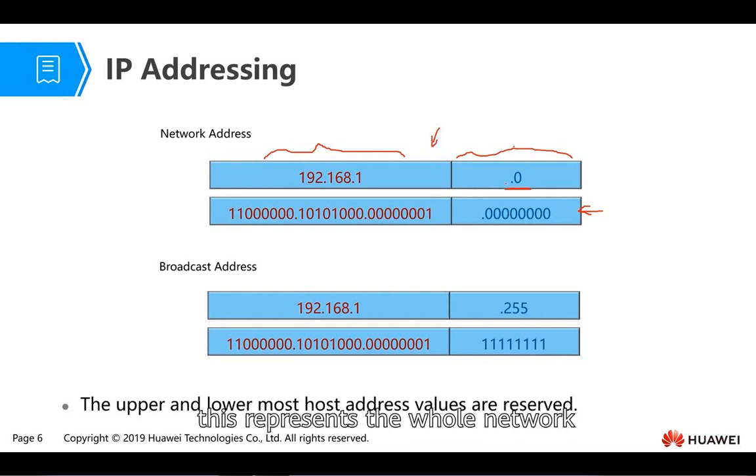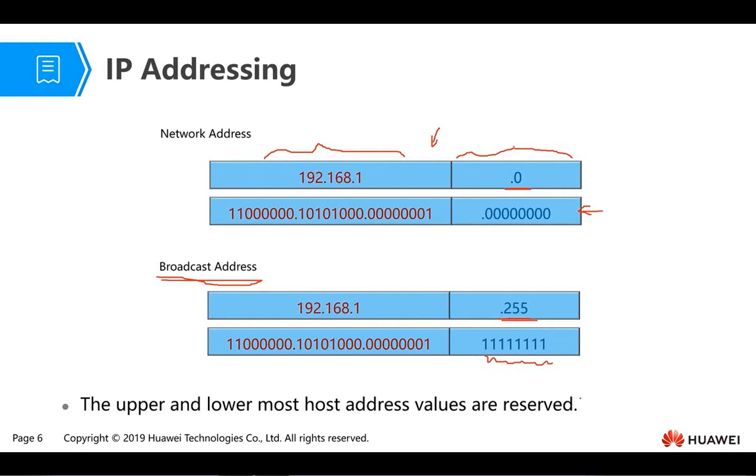This represents the whole network, including all the hosts contained in this network. And then another address is the broadcast address. For the broadcast address, the special value is that the host value is all ones. This value also cannot be assigned to a host. This represents all the hosts in this network.